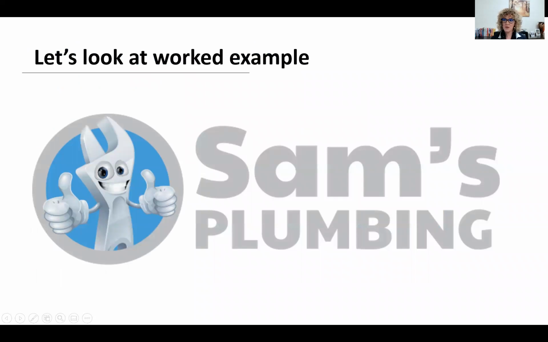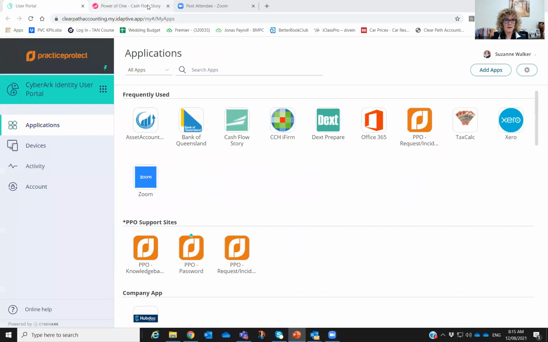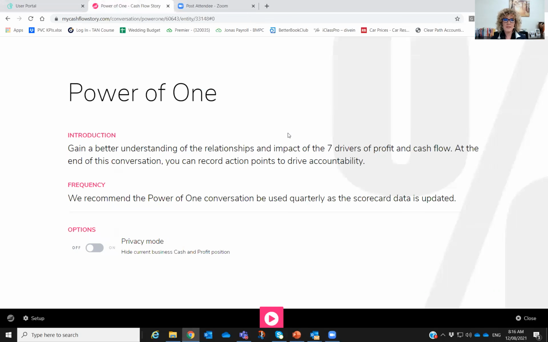So what I'm going to do is stop sharing this slideshow and move on to the software that I'm using. So I'm just going to end that slideshow there. Can everyone see the Power of One?